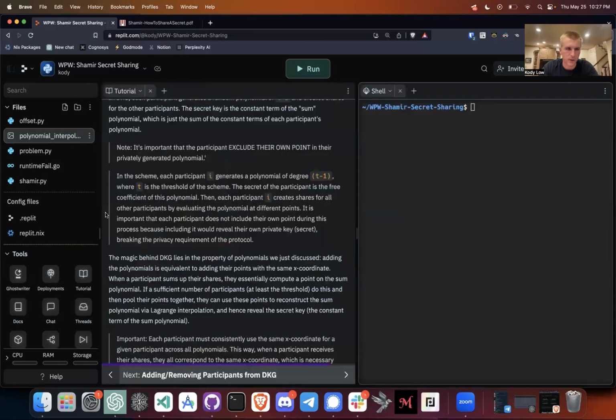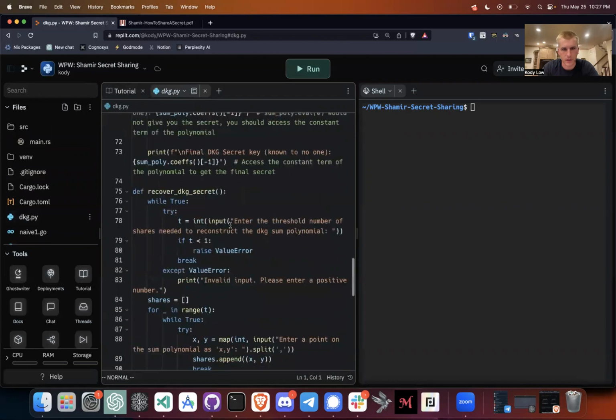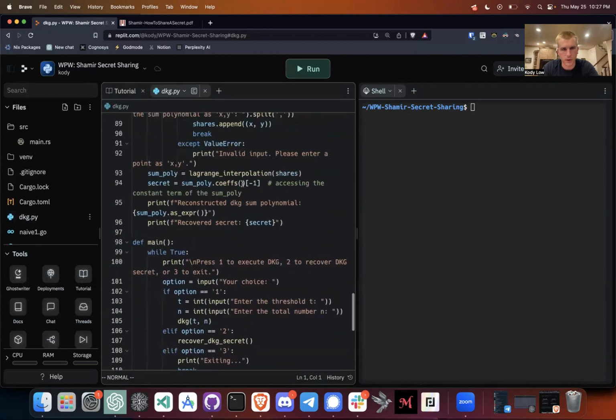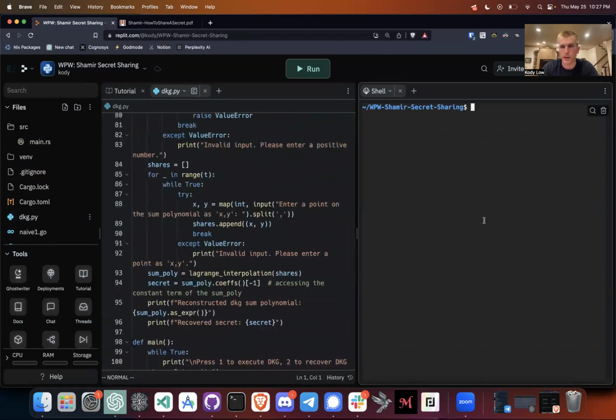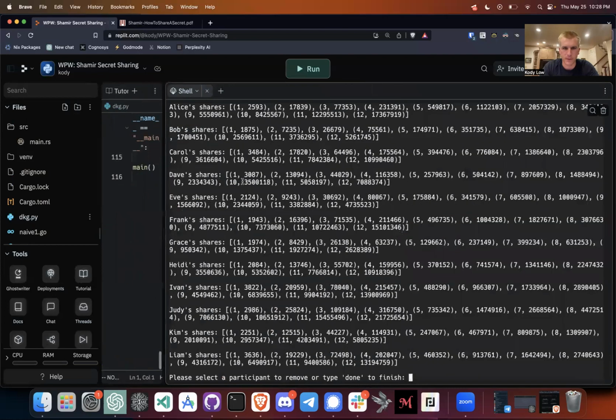So I made some code for this. If you go to dkg.py, this does a distributed key generation. You can go through the code for this one. I'm just going to run through it on the right hand side because I'm kind of running out of time. So Python dkg.py. And the way that I do this is I execute a DKG. The threshold is going to be 5 of 12, whatever, right? So here we go. 5 of 12.